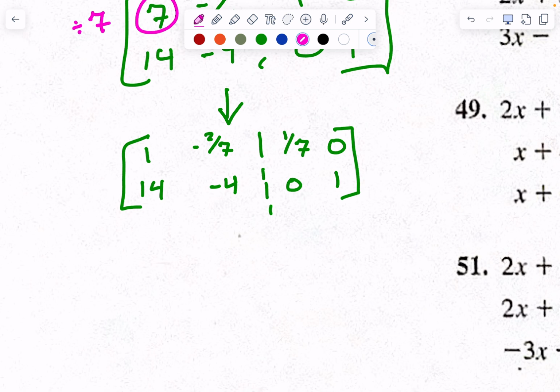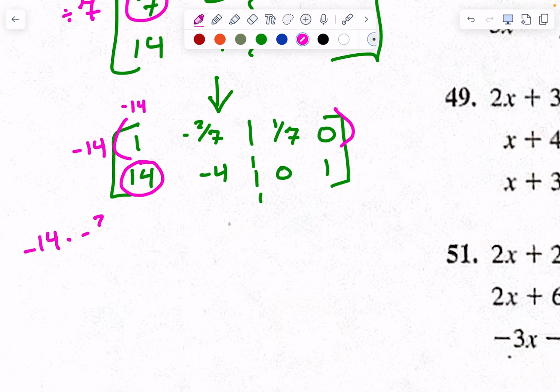We're going to end up with a problem here, which is a good thing because then we get to stop. I'm going to pick on this guy. He needs to be a 0, so I have to take the top row times negative 14. Negative 14 times 1 is negative 14. Negative 14 times negative 2/7 is 28/7, which is 4. Negative 14 times 1/7 is negative 2, and negative 14 times 0 is 0.